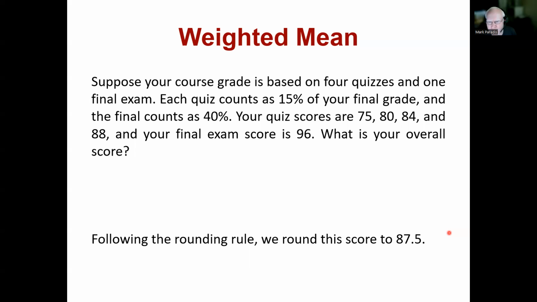So suppose your course grade is based on 4 quizzes and 1 final exam. Each quiz counts as 15% of your final grade, and the final counts as 40%. Your quiz scores are 75, 80, 84, and 88, and your final exam score is 96. What is your overall score?